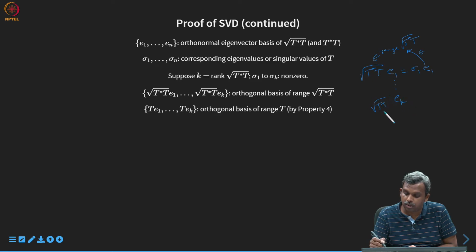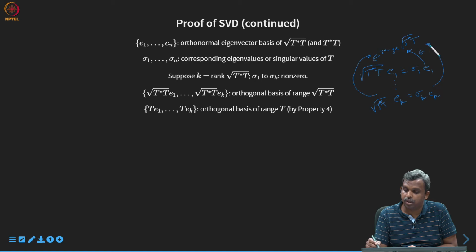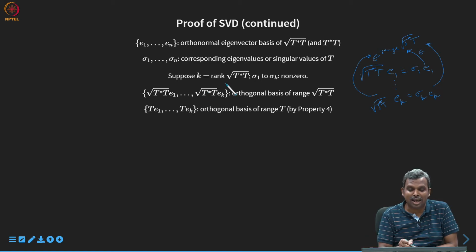Oh, so I got it wrong the other way. T star T, Ek is sigma k Ek. And so this also will belong to the range of T. So you have k as the rank of square root T star T. And here you have k orthogonal vectors. Okay. So remember, E1 to Ek will be an orthonormal basis of the range of square root T star T.